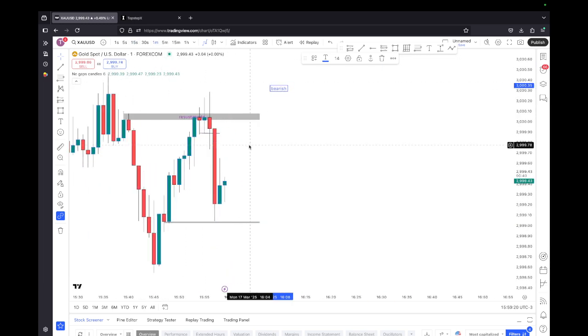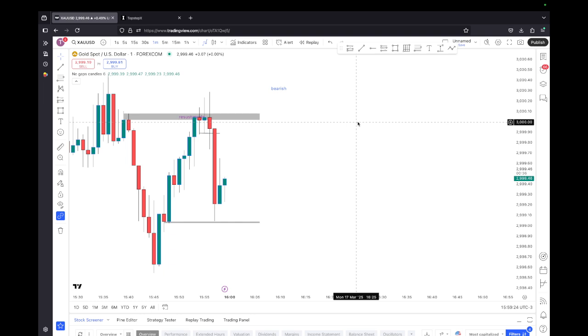But now this is where the video starts and gets interesting, right? Now for entries, because we are selling, we need to make sure market is reacting off of a resistance, right? So right now market is not reacting off of any resistance zone.